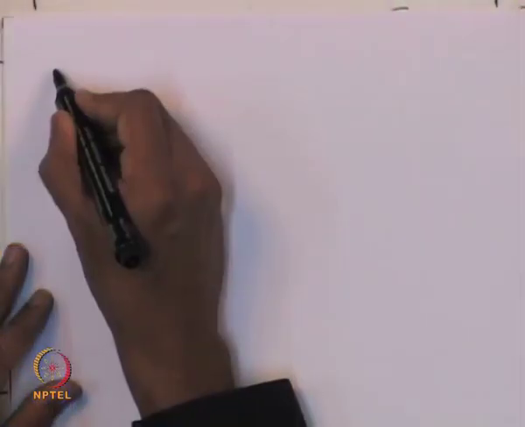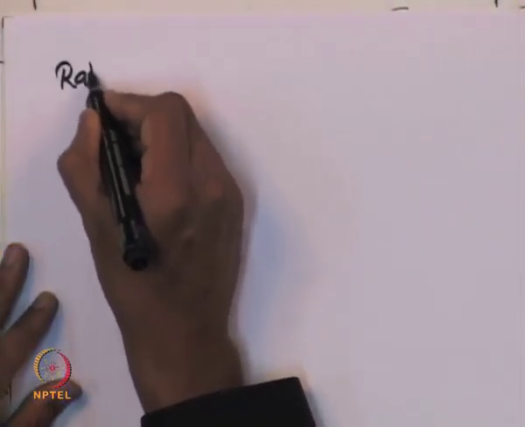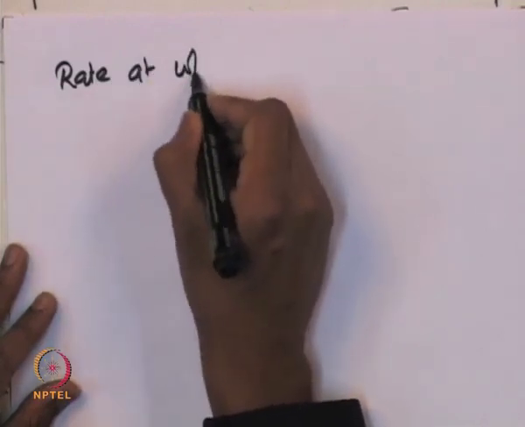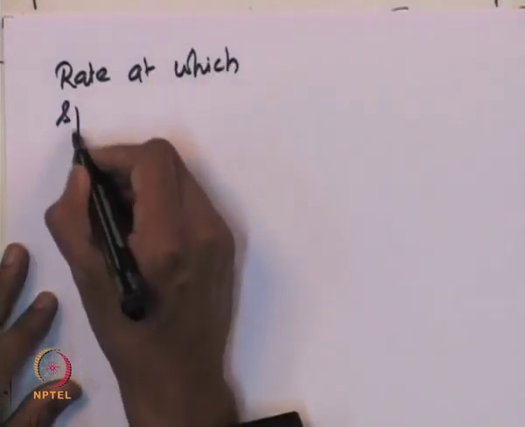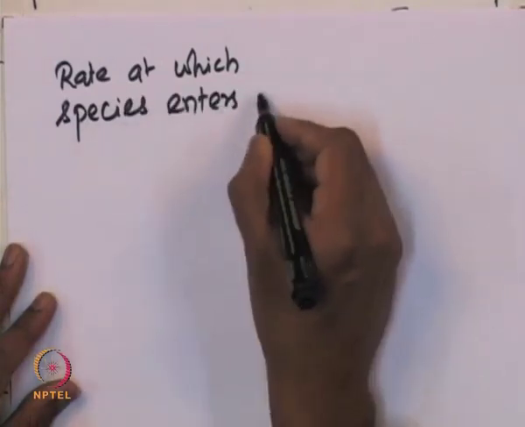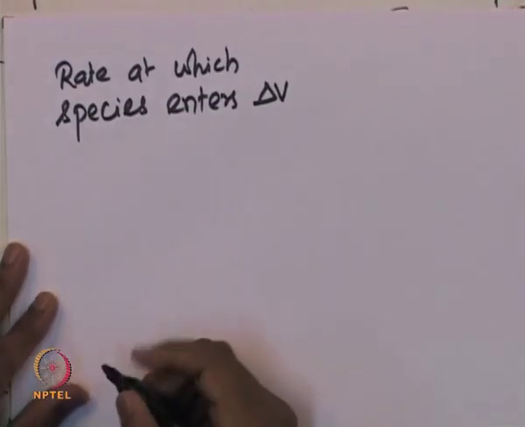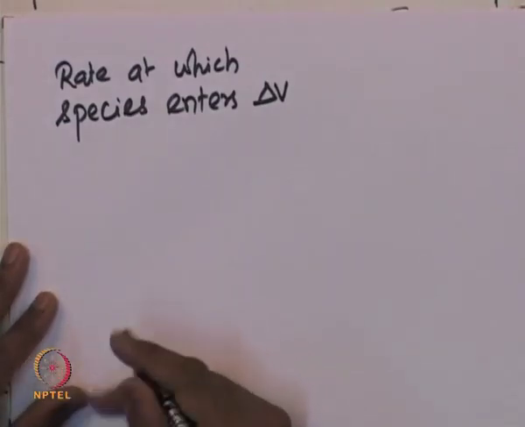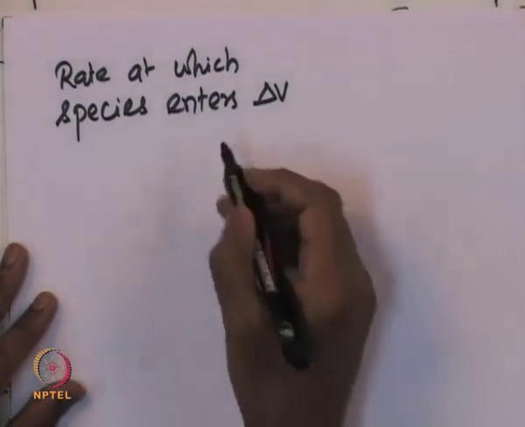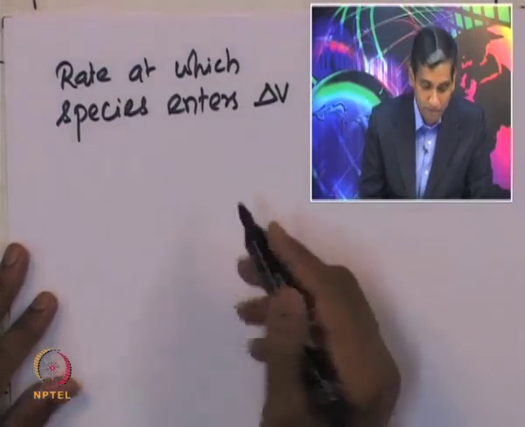For example, what is the amount of species, what is the rate at which it enters the small element delta V. This can be found by using the volume of the fluid whose life expectancy is between lambda and lambda plus d lambda.